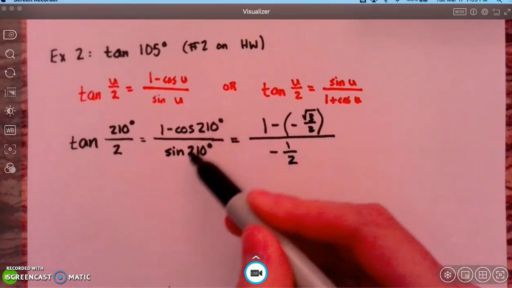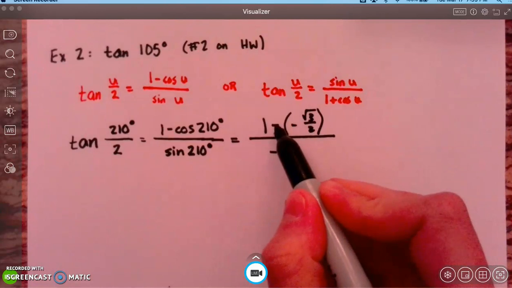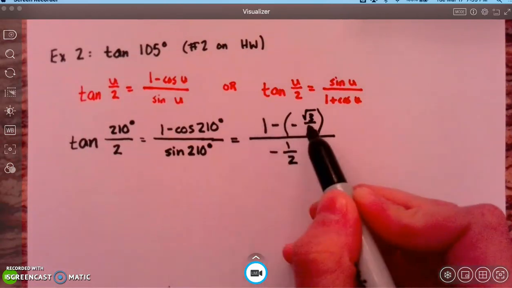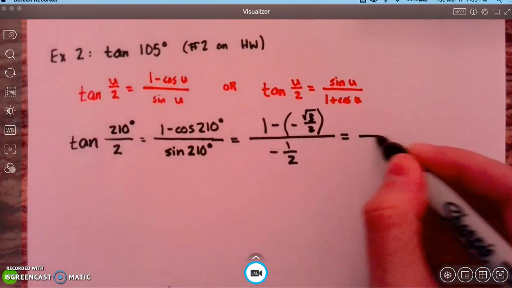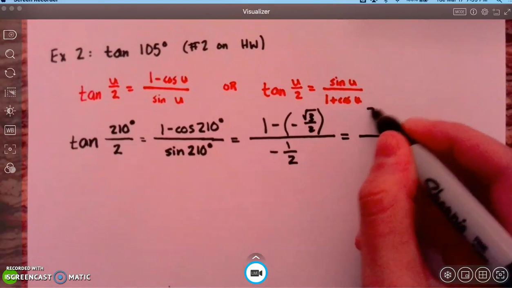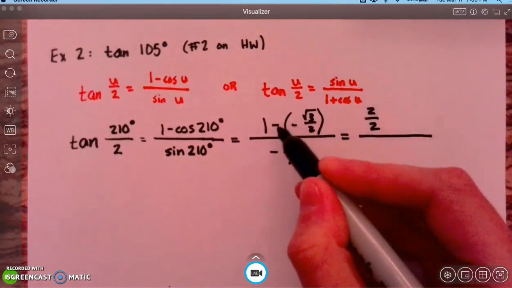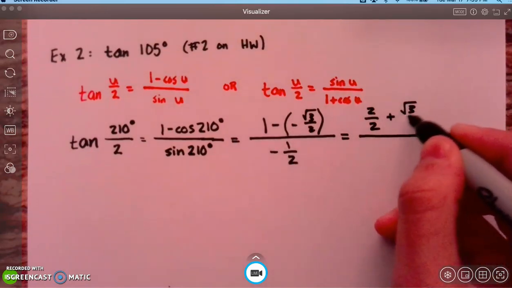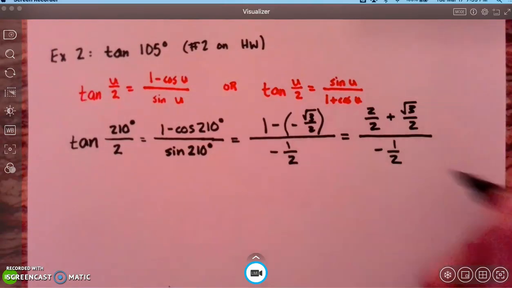Okay, so now there's nothing more to plug in for, we just need to start simplifying. So I'm going to take care of that negative negative, and I also want to make sure that the 1 and the radical 3 over 2 have common denominators. So I'm going to rewrite the 1 as 2 over 2. Alright, so once again, minus a negative is plus, and then I have radical 3 over 2, and my denominator I still have negative 1/2.